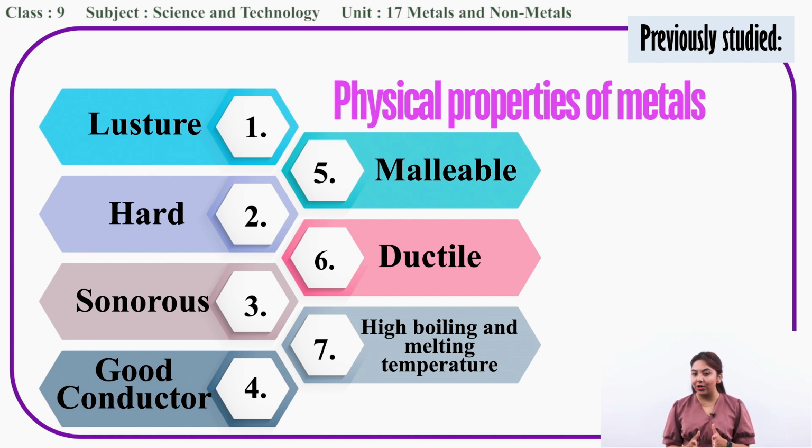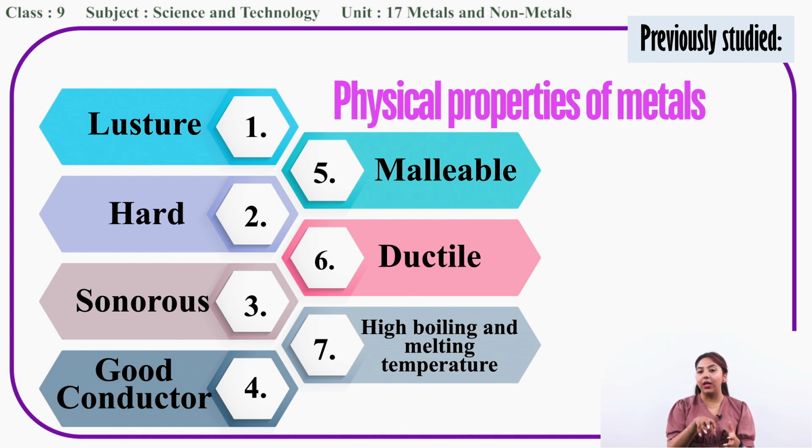Do you guys remember what malleable means? Yes, malleability is that property of metal in which the metal can be beaten into thin sheets. So what is ductility? Yes, ductility is the property of metal in which it can be stretched into a wire. And the final property that we studied was that metal has high boiling and melting temperatures, and we also studied the reason for it. It was because the atoms in the metals are closely packed.